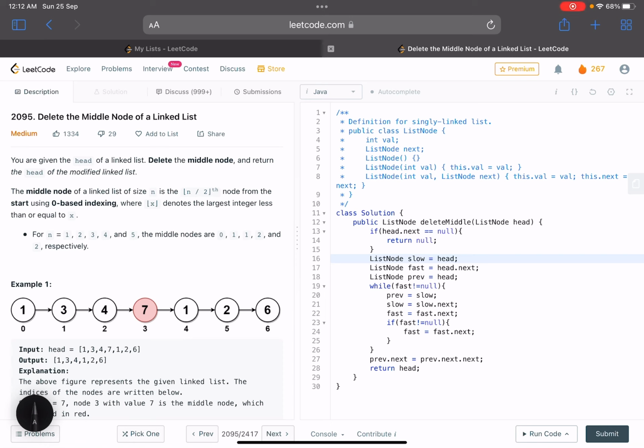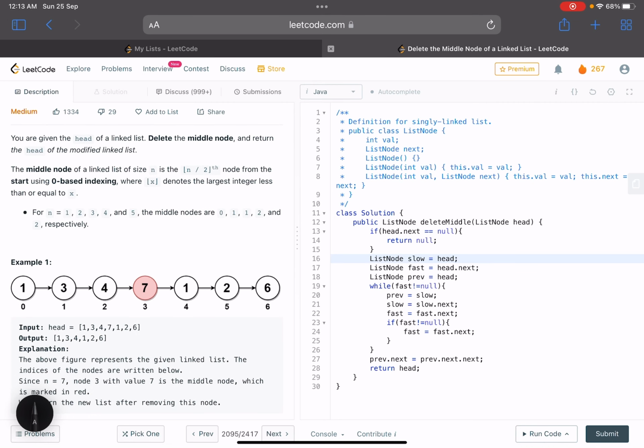That means at every step, previous is pointing one node before where the slow pointer is pointing, right? So previous equals slow, slow equals slow.next, and fast equals fast.next. Now again, if fast is not equal to null, then again move one step, and then we are good to go. Once we come out of the loop, slow will be pointing to the midpoint, right? So previous.next equals previous.next.next. That means in the diagram, 4.next is 7, so this pointer will point to what 7 connects to, that means 1. So 4 will directly point to 1, and then we'll return the head pointer, right?